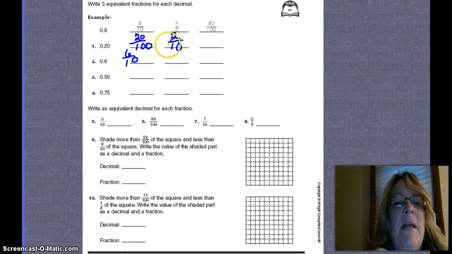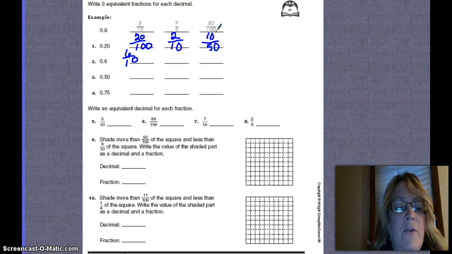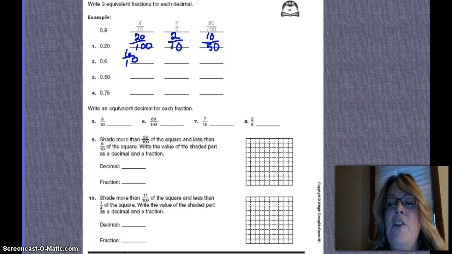100 divided by 10 is 10. 20 divided by 10 is 2. Or I could simply cut them in half. 20 in half is 10, and 100 in half is 50. Go ahead and do the remaining problems and check your answers.